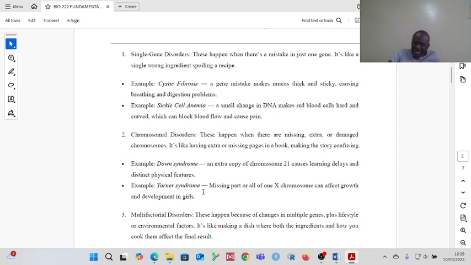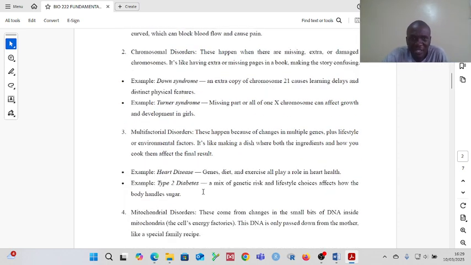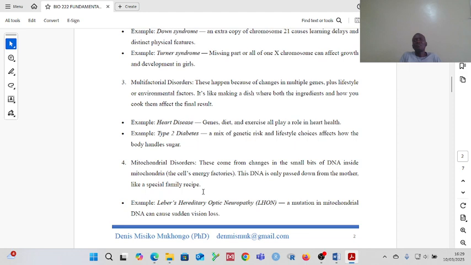The other type, the third type of genetic disorder, is the multifactorial disorders. So these ones happen because there are changes in multiple genes. Then there is also an influence of either the lifestyle or the environment, factors within the environment. So it means the factors that are causing this disorder are many. That's why it's called multifactorial.